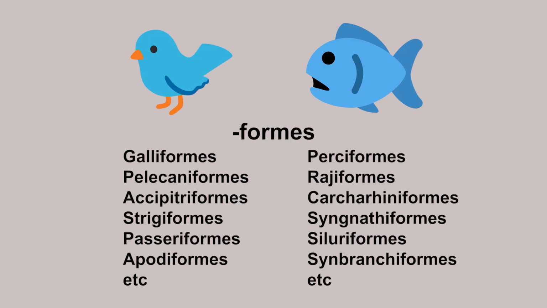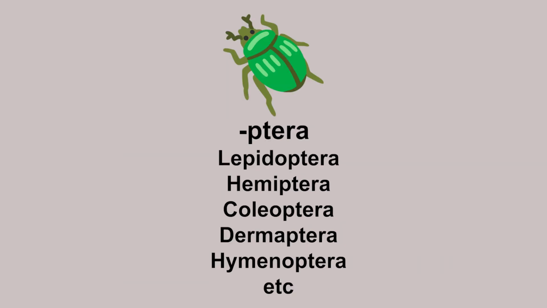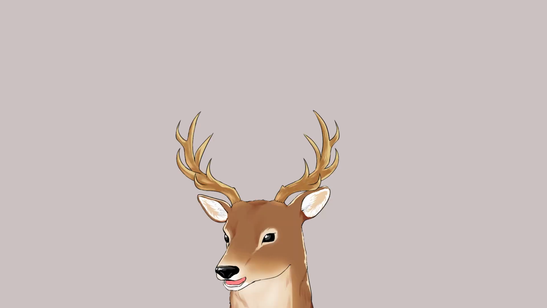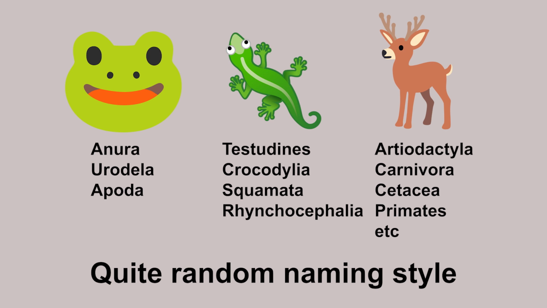For some groups of animals, taxa in the rank of orders also have the same suffix. For example, in birds and fishes, orders have the suffix -formes. In insects, orders have the suffix -ptera. Some groups don't have such a common suffix. For example, mammals, reptiles, and amphibians don't.